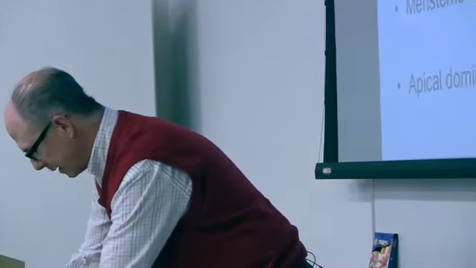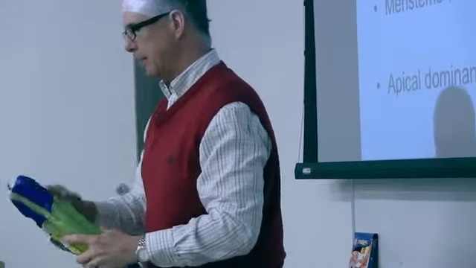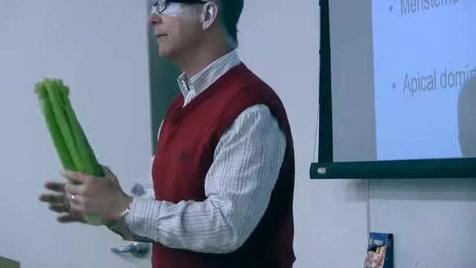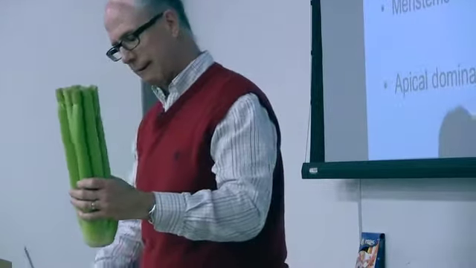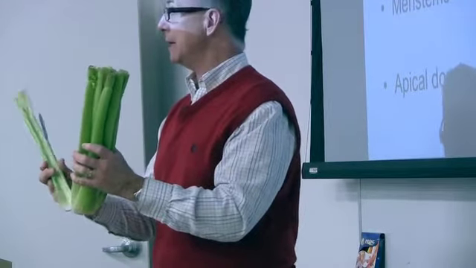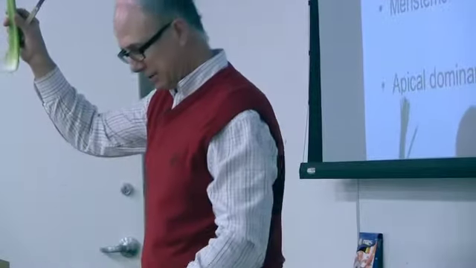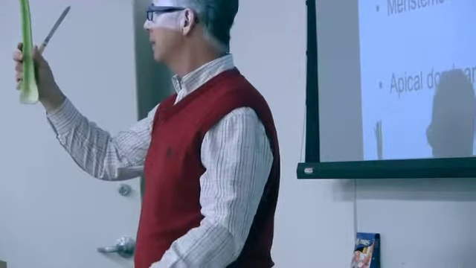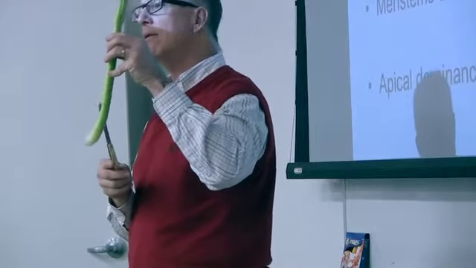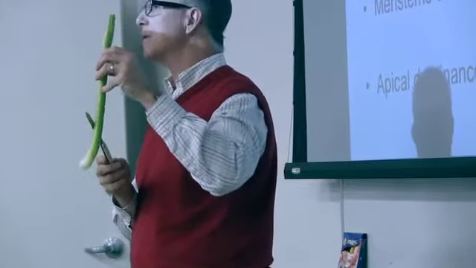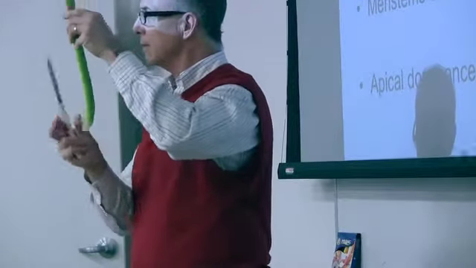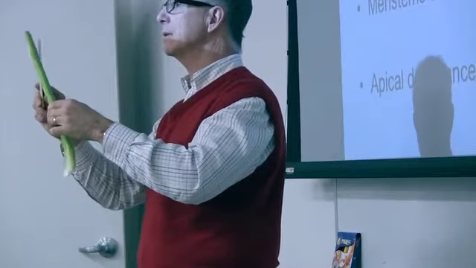Okay, we're going to go with something else here now. I couldn't find a full thing of celery, so I got some trimmed. Celery stalk is what you normally find. So this is what we usually eat. What part of the plant is that? Stem. Why is it a stem? Because it's not the root and it's not the leaf. What does a stem have to have on it? Nodes and internodes. You see nodes and internodes here.